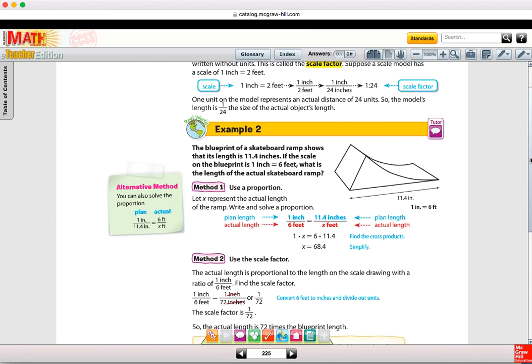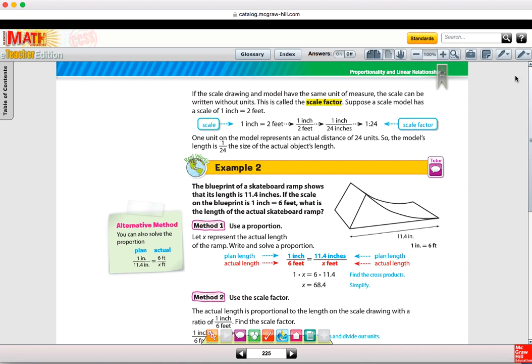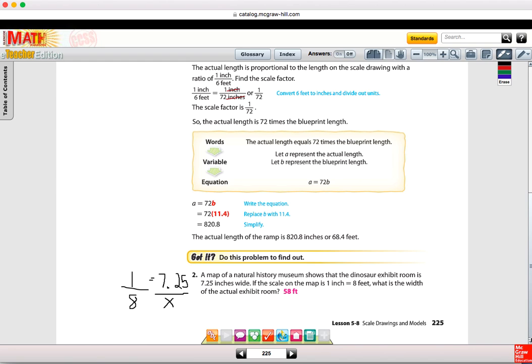For example 2, you have another video tutor that you can watch online of an example being worked out, plus you have the one shown here that you can read through. You also have a new vocabulary word, scale factor. At the bottom of page 225, we're looking at example 2, got it?